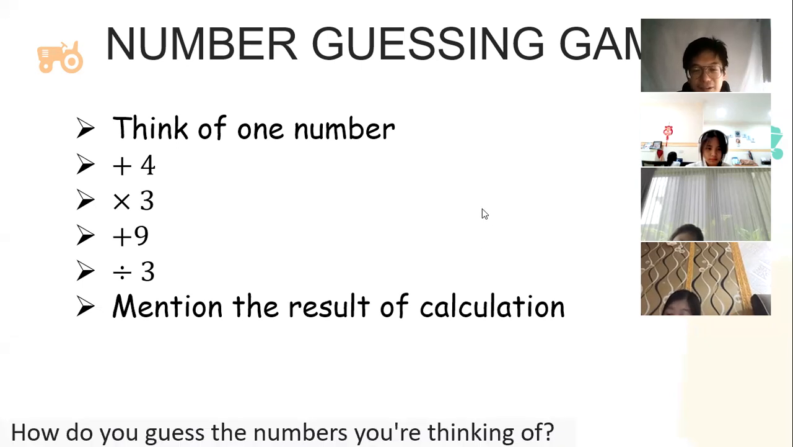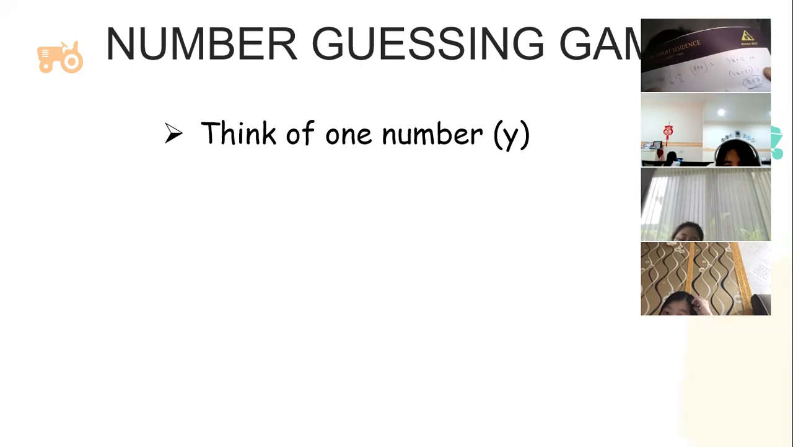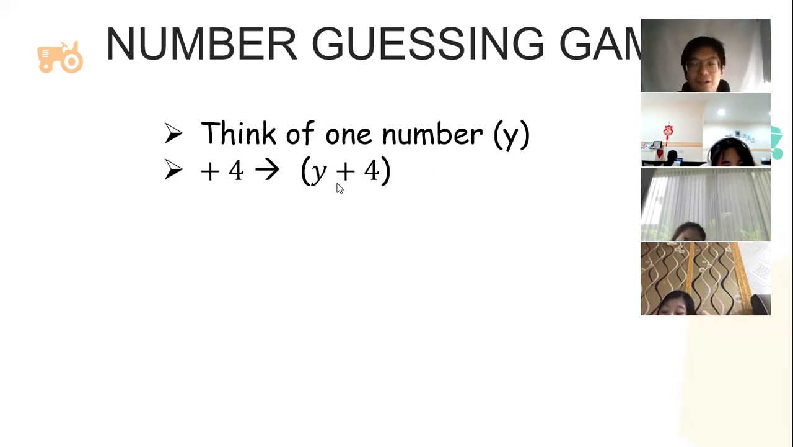So this is how I work. How do I guess the number you are thinking of? Here, algebra is the answer. For example, let's think of a number. I just think of y as a number that I don't know, because everyone can have different numbers, maybe 100, 300, 3000, 9, -5. Even if it is negative, I just pick y. Okay, now add 4, so it becomes y plus 4.